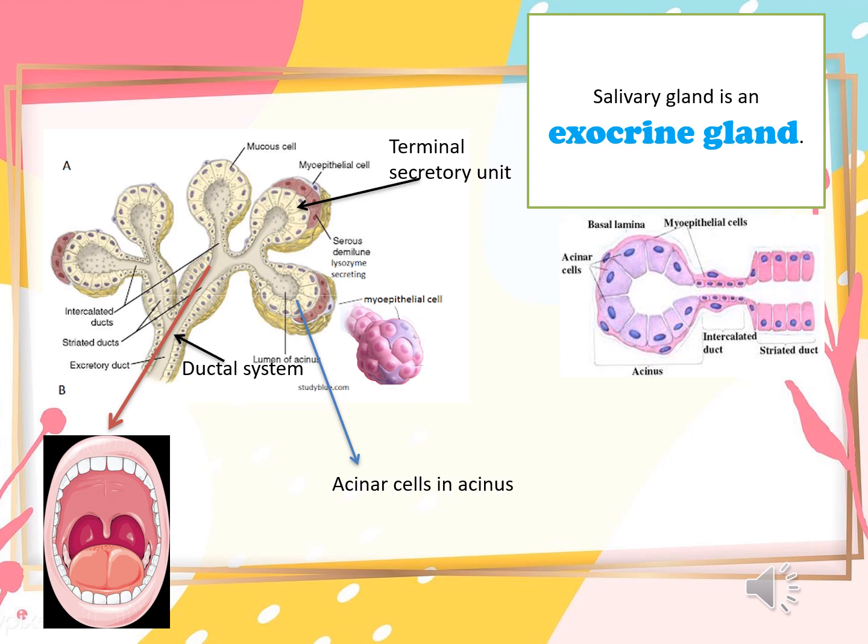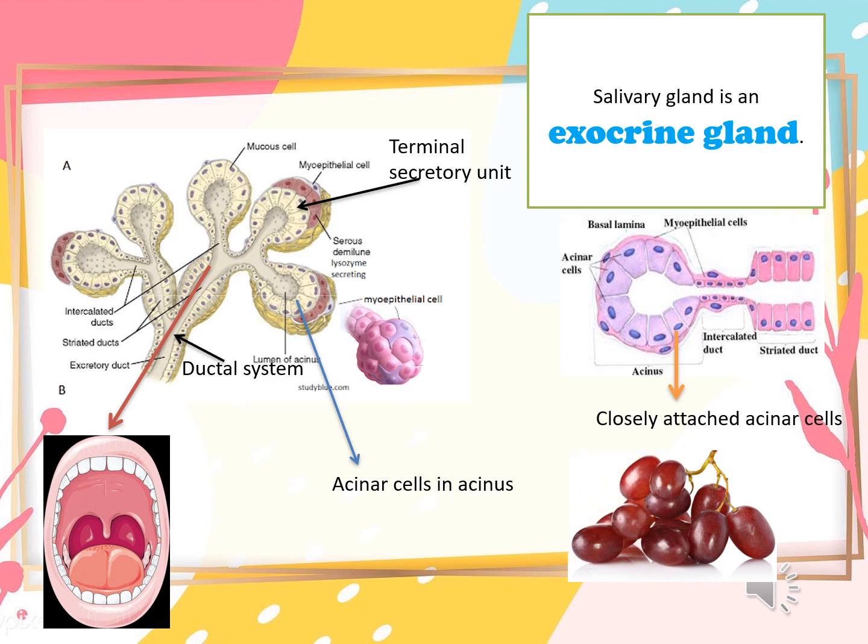Now, as you can see in the terminal secretory unit, the cells are very closely attached to each other. Hence, it is called an acini or acinus, which also means the same. We will be studying about these parts in detail in further slides.